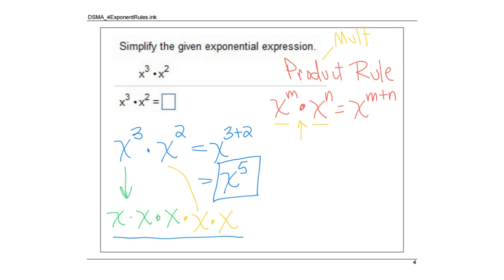Okay, now we don't want to do that if the numbers are really big. Product rule is really important. So if we have a variable raised to a power times the same variable, those variables have to be the same. We can't do x to the third power times y squared. That doesn't work. They have to be the same variable, so have the same base. And if they're multiplied, we can add the exponents together.